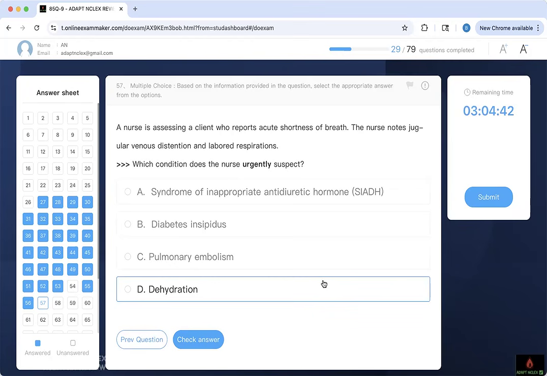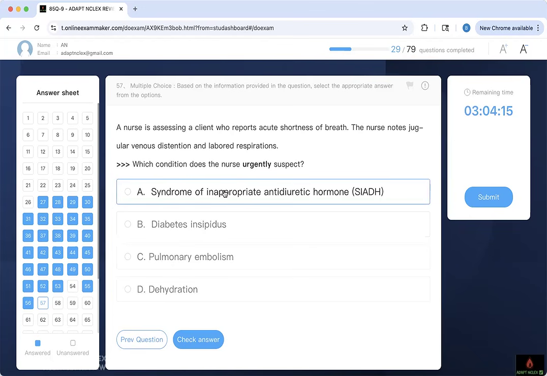Look at the situation, what is happening. The patient is having right-sided heart failure, right? Something is happening, and it's happening so fast that I have shortness of breath, and then I have JVD associated with labored breathing. Dehydration will not give you shortness of breath, so it's gone. SIADH, of course, you're going to have fluid overload, but in that situation, you're not going to have an acute situation with JVD and labored respiration.